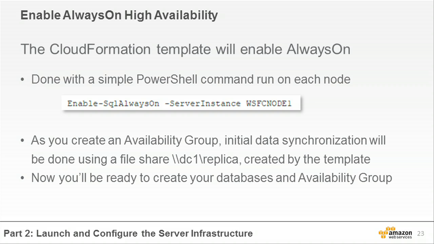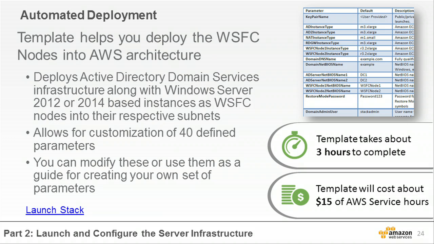Again, that could be another server. We just use the domain controller for simplicity's sake. And now you're ready to create the databases and the availability group. So the automated deployment is really the key piece. Obviously, we're walking through the steps so you know what it takes to get this done. But a key component is that CloudFormation can automate the vast majority of this infrastructure for you.